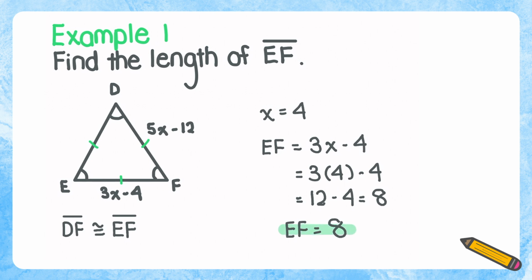So for this example, we were given that the 3 angles are congruent to each other. And that means that the triangle is also equilateral. So we were able to set the side lengths equal to each other to find the length of side EF.